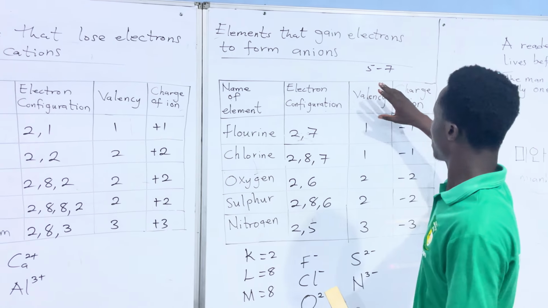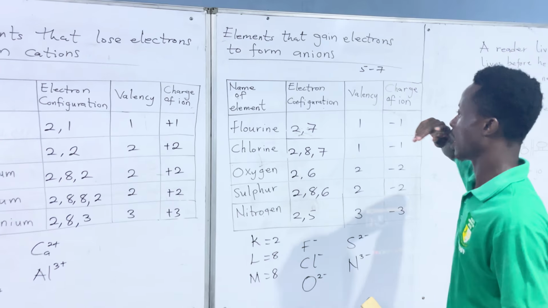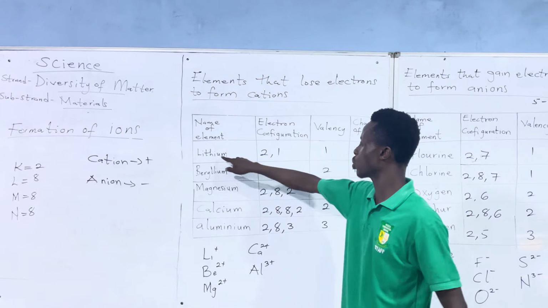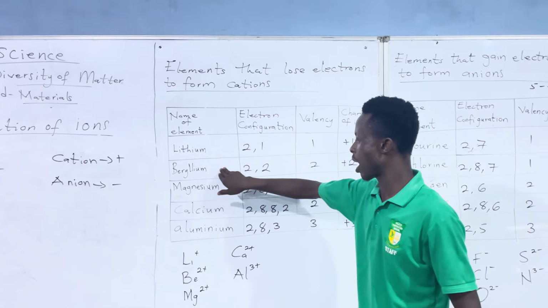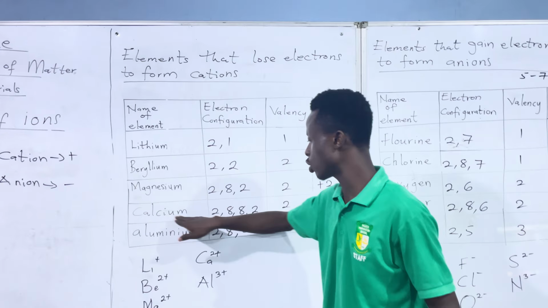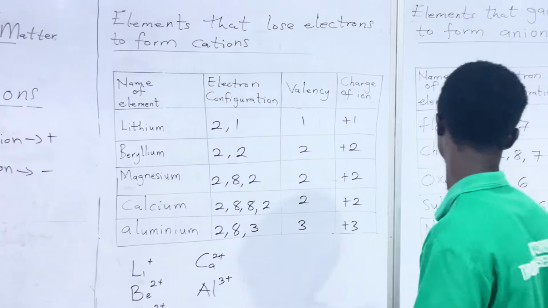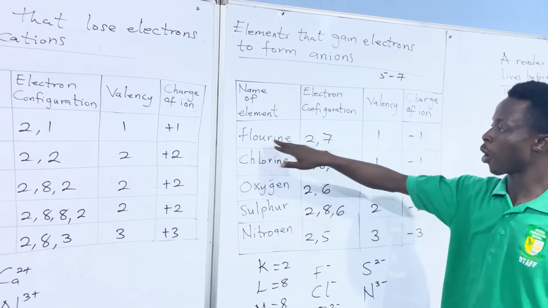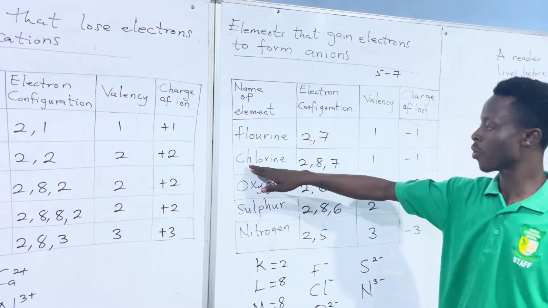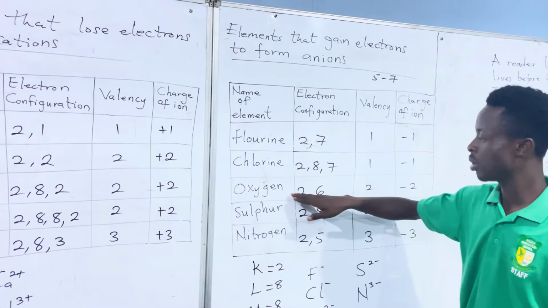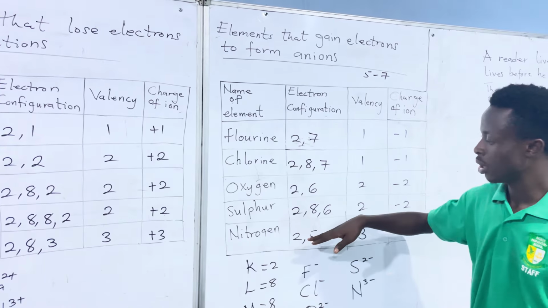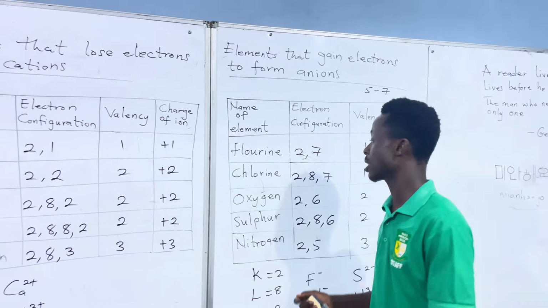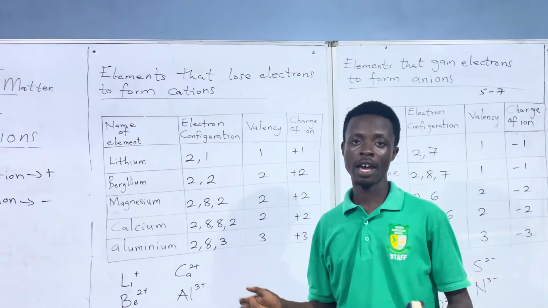Alright, so now we know how cations and anions are formed. You also have to know how to name the ions. So this one is lithium ion, beryllium ion, magnesium ion, calcium ion, aluminium ion. For the anions, fluorine will be fluoride ion, chlorine will be chloride, oxygen will be oxide, sulfur will be sulfide, and nitrogen will be nitride. So that is the formation of ions.